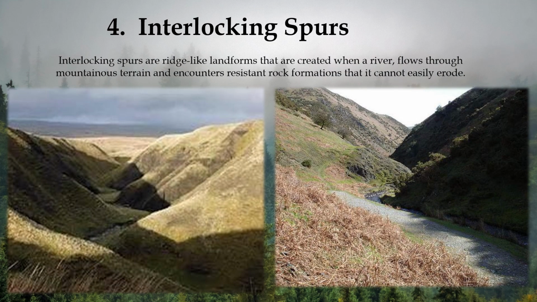The fourth formation carved by a river is the interlocking spur. Interlocking spurs are ridge-like formations that are created when a river flows through mountainous terrain and encounters resistant rock formations that it cannot erode easily.